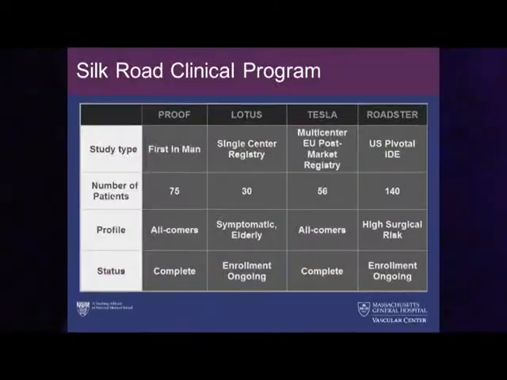So Silk Road has a clinical plan in terms of what they're doing for trials. The proof trial, as you saw, there are several single center registries with Samira McDonald, who's now over here in the U.S. There was a Tesla EU post-market registry, and the Roadster U.S. pivotal trial, as I mentioned earlier. There are up to about 20 U.S. sites. We're about halfway through the enrollment currently, and this is for both symptomatic and asymptomatic high surgical risk patients. There is no age limit, and we're allowed to use any of the currently FDA-approved carotid stent devices.